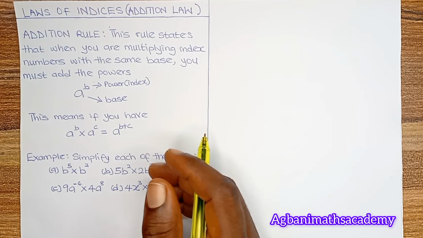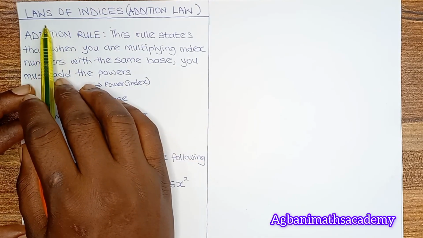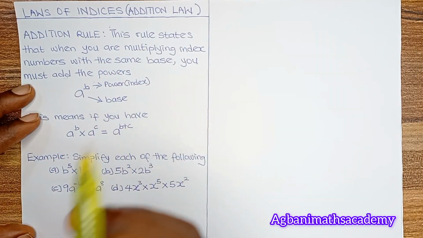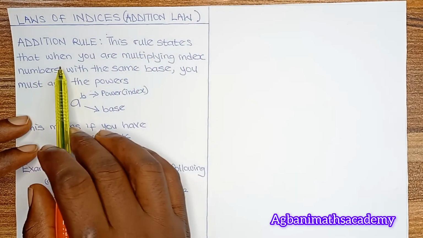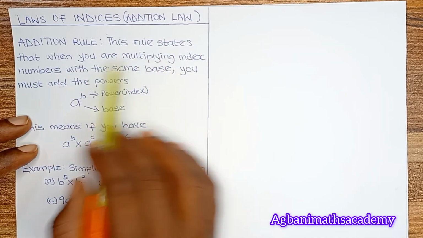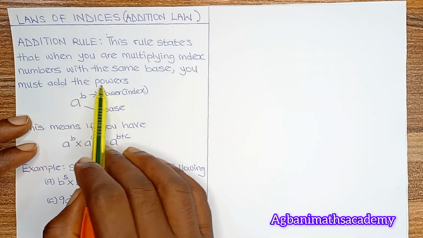In this second video in this series, we'll be looking at the first law of indices. So we are looking at laws of indices. The first law we are going to look at is the addition law. This rule states that when you are multiplying index numbers with the same base, you must add the powers.